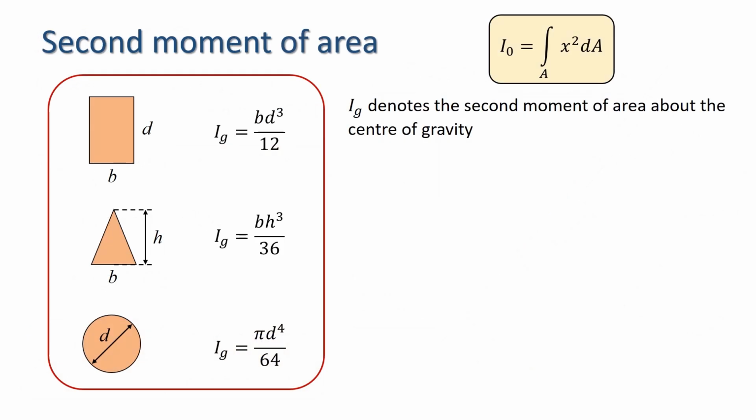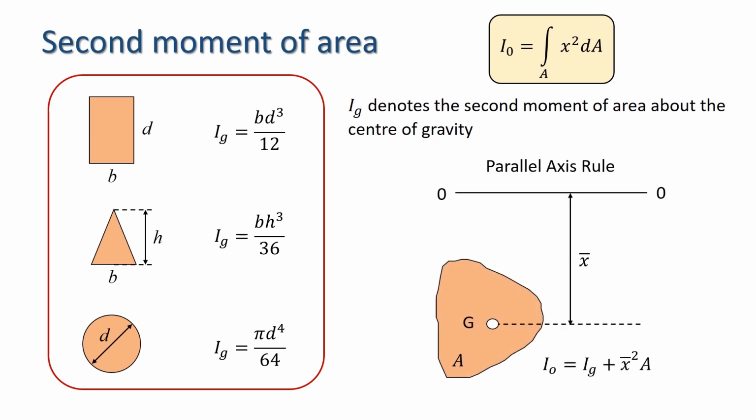I don't intend to go into evaluating the second moment of area here. It is something you can look up elsewhere. For a general shape, it's not trivial to find. However, for common shapes, there are standard results we can use. Second moments of area about the centre of gravity are given here for a rectangle, triangle and circle as examples. It's also useful to know the parallel axis rule given here, which again I won't go into any further as it is a standard mathematical result.